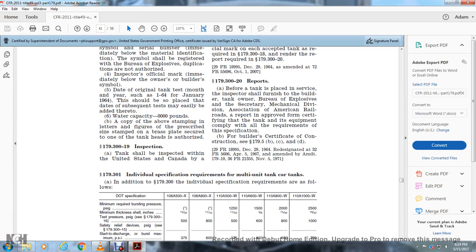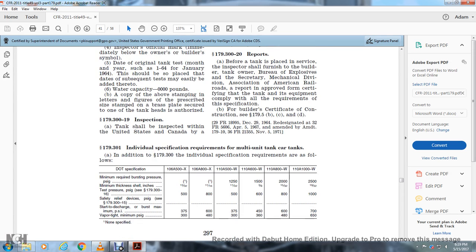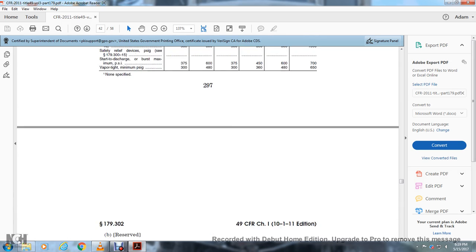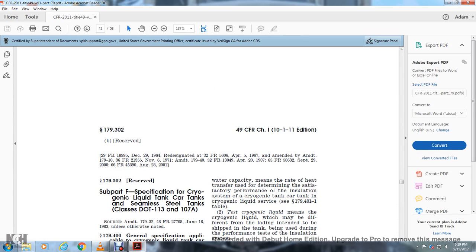179.3 Individual specification requirements for multiple-unit tank car tanks. In addition to 179.300, the individual specification requirements are as follows: minimum required bursting pressure, PSI gauge; minimum thickness of shell, inches; test pressure, PSI gauge; safety relief device, PSI gauge, start-to-discharge, burst and maximum, PSI; vapor-tight, minimum PSI gauge. 179.302, reserved. Subpart F, specifications for cryogenic liquid tank cars and seamless steel tank cars, 113 and 107A.